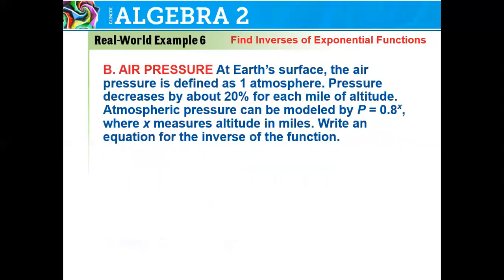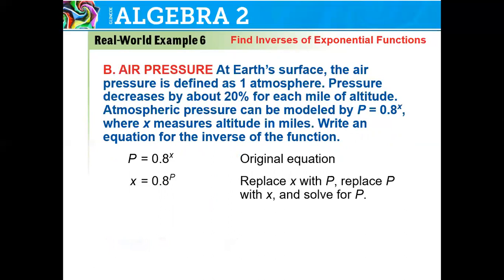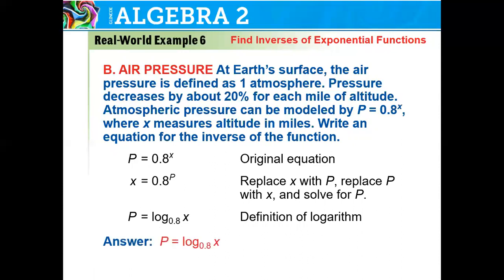Part B. So now I need to write an equation for the inverse of the function. This is the original function. When you want to write the inverse of the function, you always replace the x with the p and solve for p. So I replace my x with b and then use the definition of the logarithm to write it in this form. So my answer is p equals log base 0.8 of x.